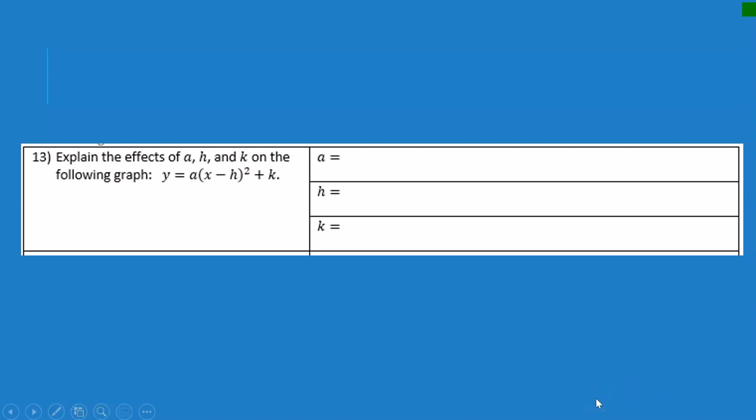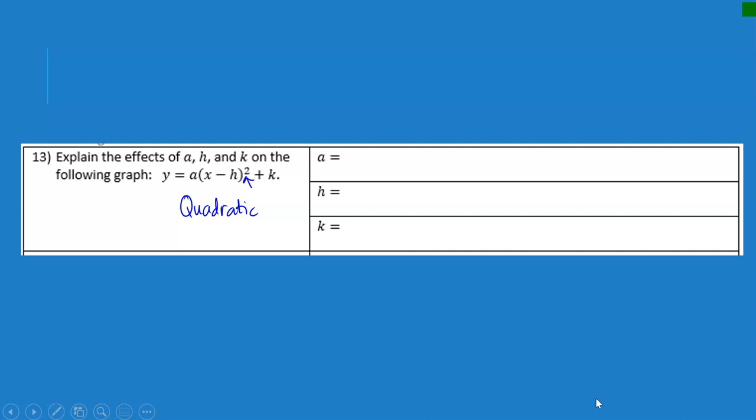We are asked here to explain the effects of A, H, and K on the following graph. So this is from the quadratic family, because I see it has parentheses with the exponent of 2. But really, all of these things pretty much do the same thing in all the different families.